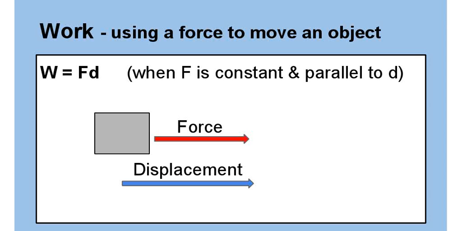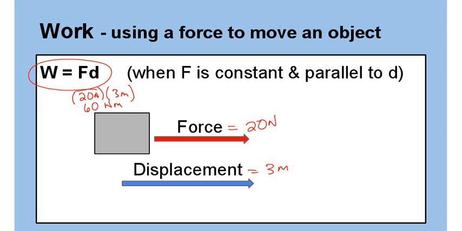Here's kind of a formal definition: work is using a force to move an object, and the formula right there is the first formula that we want to write down here. Work equals force times distance. If I take a force of 20 newtons and I move something a displacement, a distance of 3 meters, then I would come in here and say work equals 20 newtons times 3 meters. 20 times 3 is 60. And there's Newton meters, and it's generally that simple.